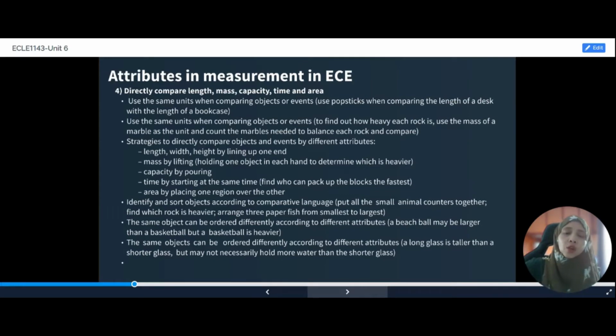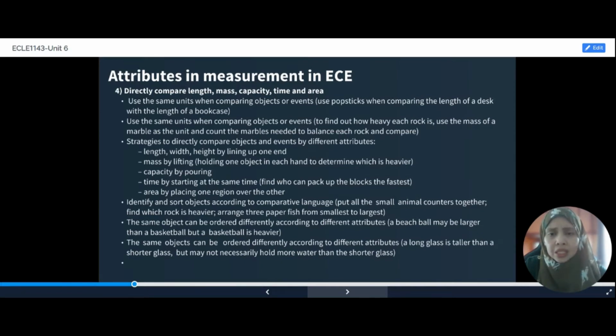Use the same units when comparing object or events to find out how heavy each rock is. Use the mass of a marble as the unit and count the marbles needed to balance each rock and compare. Use the same units when comparing object.